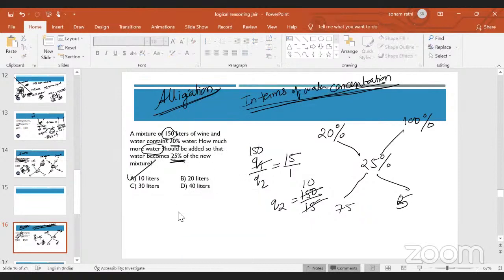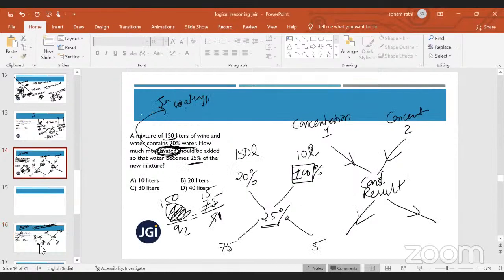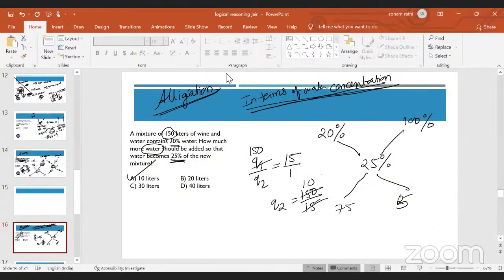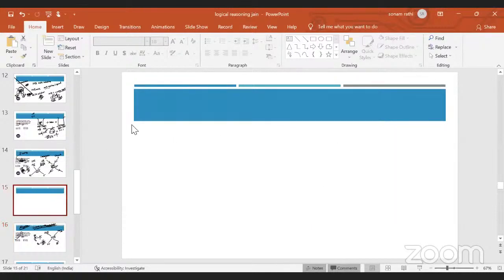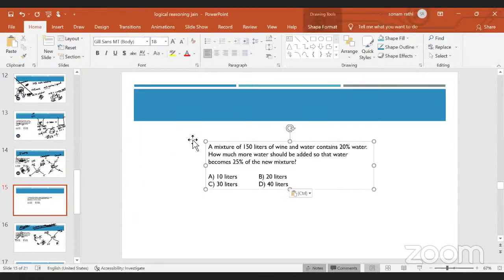wine concentration. You want to see that? How can you do the same question in terms of wine concentration? I just now explained it again, Pranita. The same question I did earlier, I did now in terms of water concentration. Now the same question you can do in terms of wine concentration. This is water concentration. We will do the same question in wine concentration.